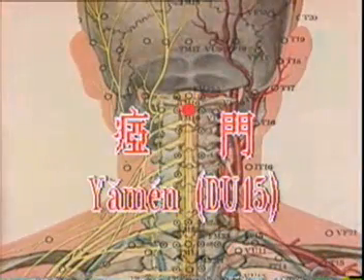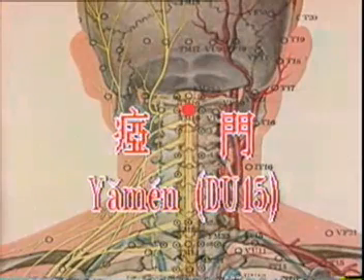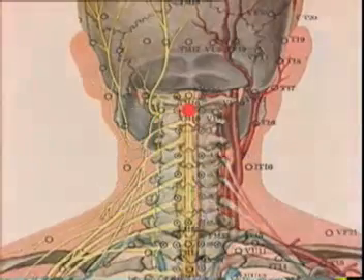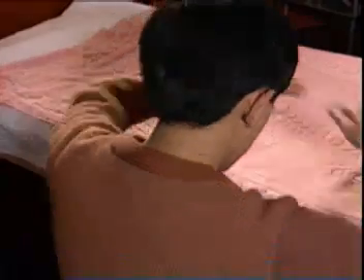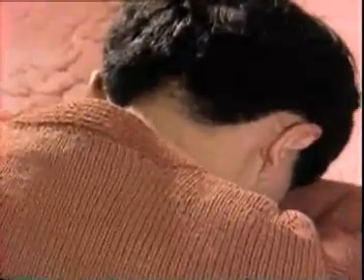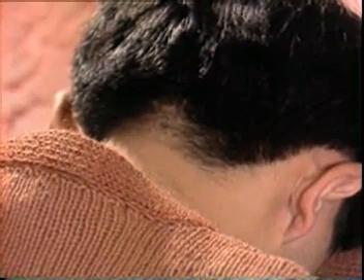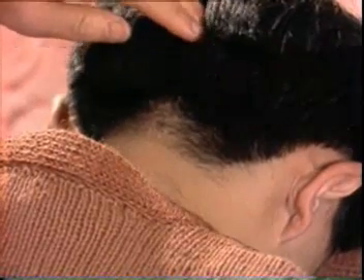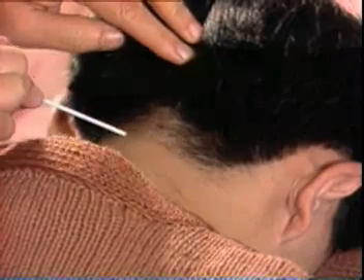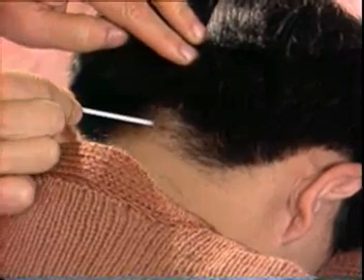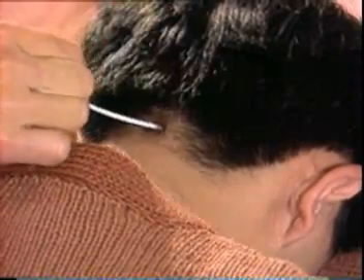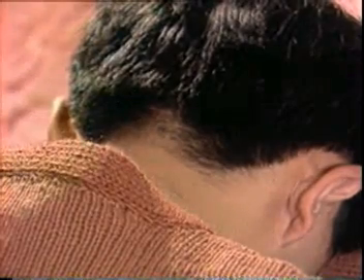Yamen. Let the patient sit with the head in flexion. The point is in the depression, 0.5 cm directly above the midpoint of the posterior hairline. Indications are stiffness of the tongue, aphasia, sudden hoarseness of the voice, headache, rigidity of the neck, hysteria, vomiting, etc.